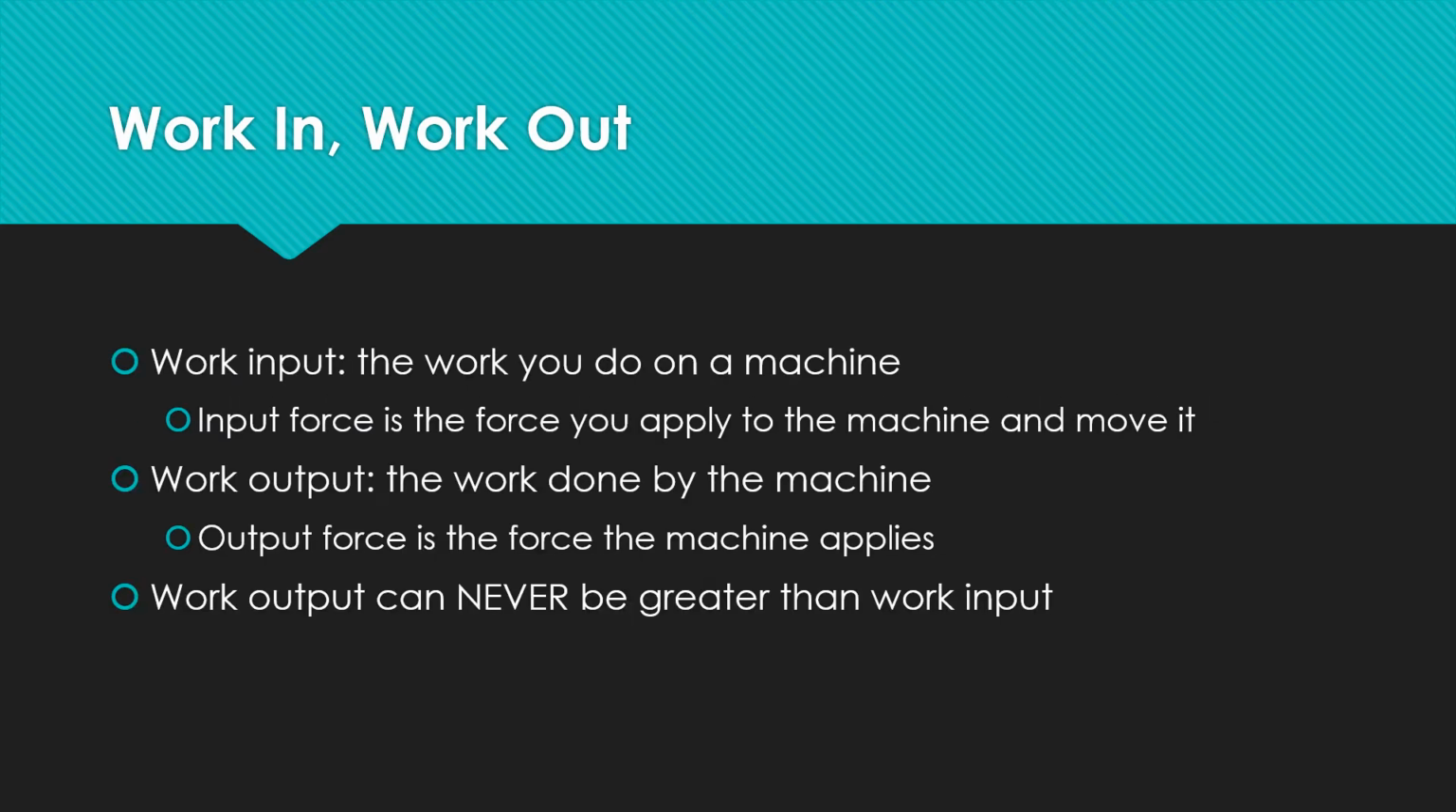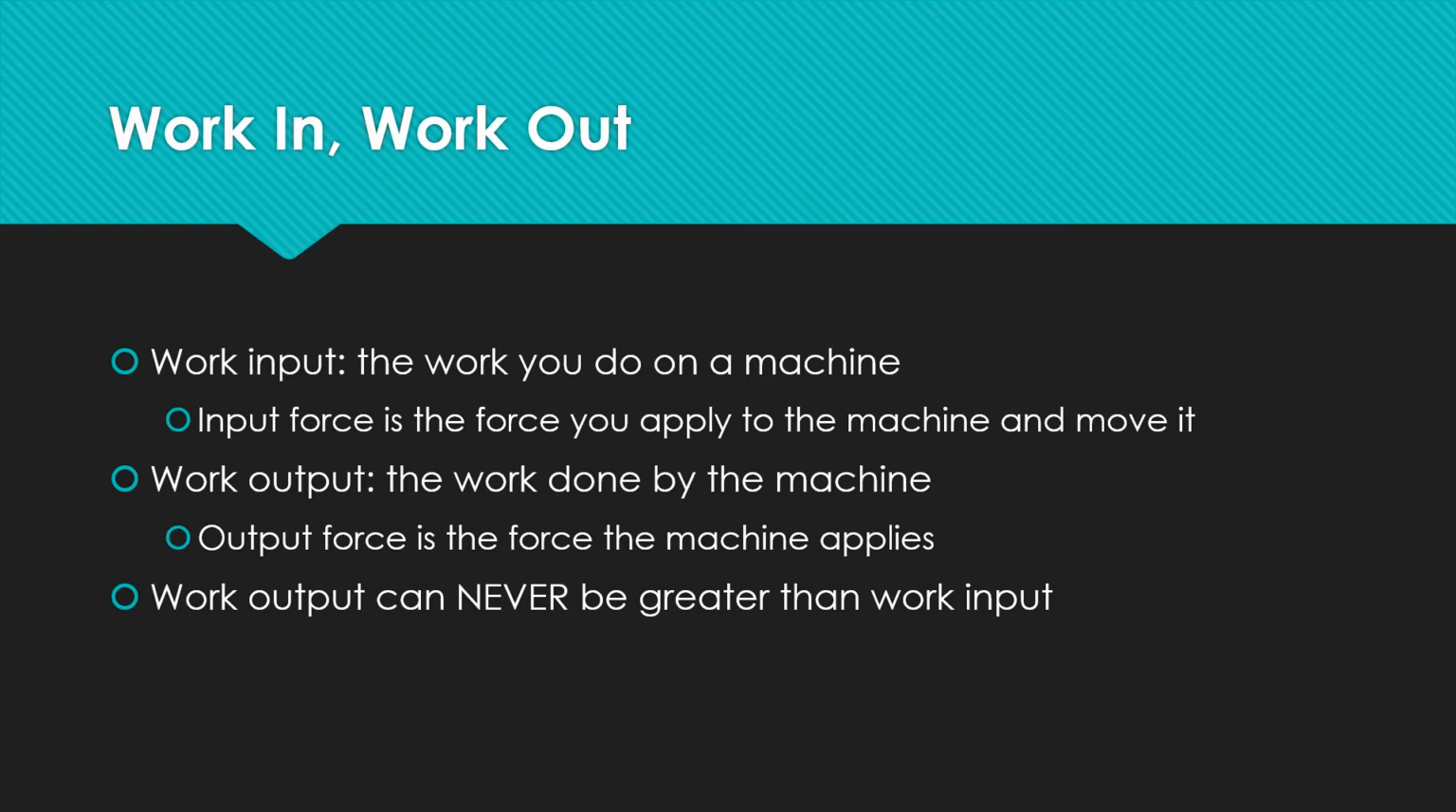So the work input is the work that you do on the machine. The input force is the force that you apply to the machine to make it move. In the case of the paint can and the screwdriver, the work input is the work that we did on the screwdriver. The input force is us pushing down on that screwdriver. The work output is the work that's then done by the machine. So the output force is the force that the screwdriver would put on the paint can lid in our example here. So we always have a work input and a work output.